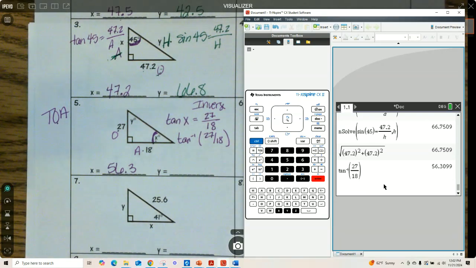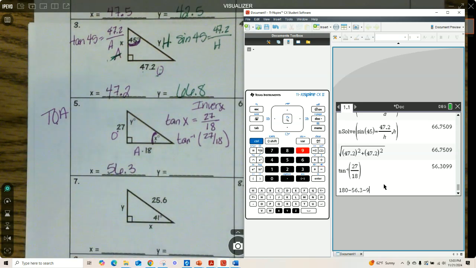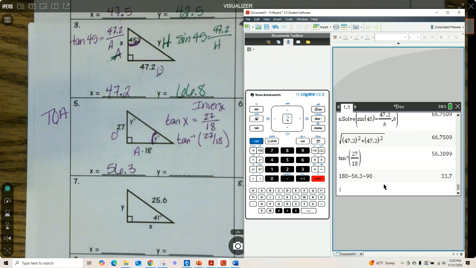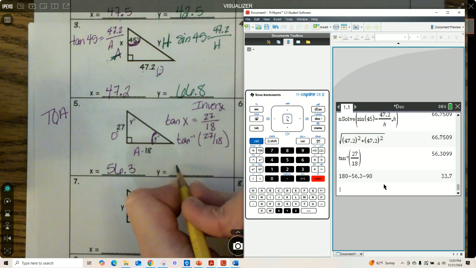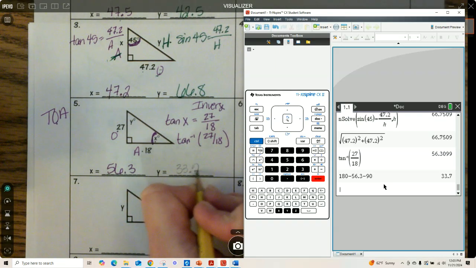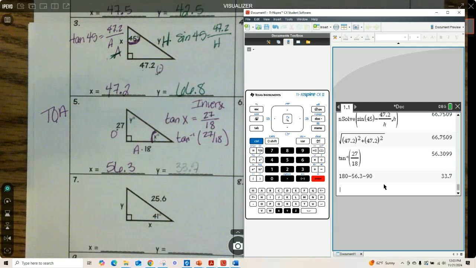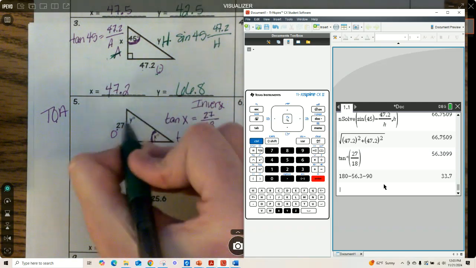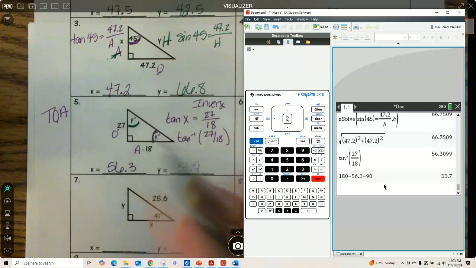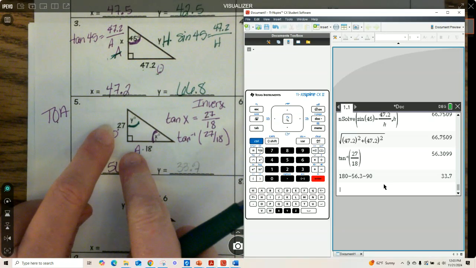So let's just try it here. Let's try the angle hack. So we know one angle is 56.3. We know the other angle is 90. So this one, let's see how close we get. Should be 33.7. Maybe spot on.